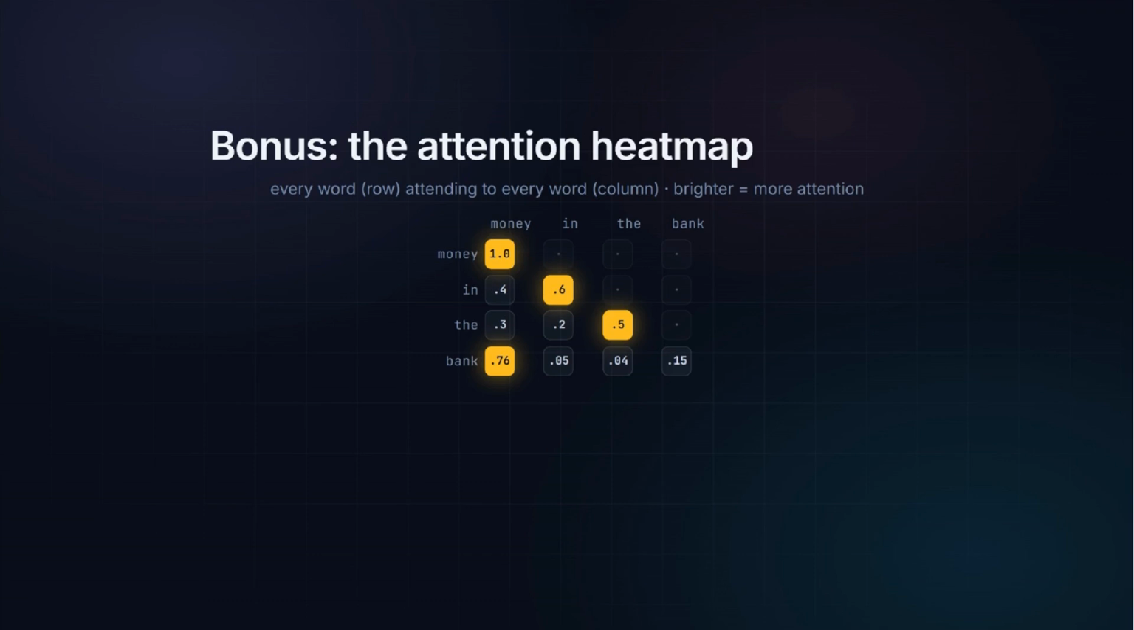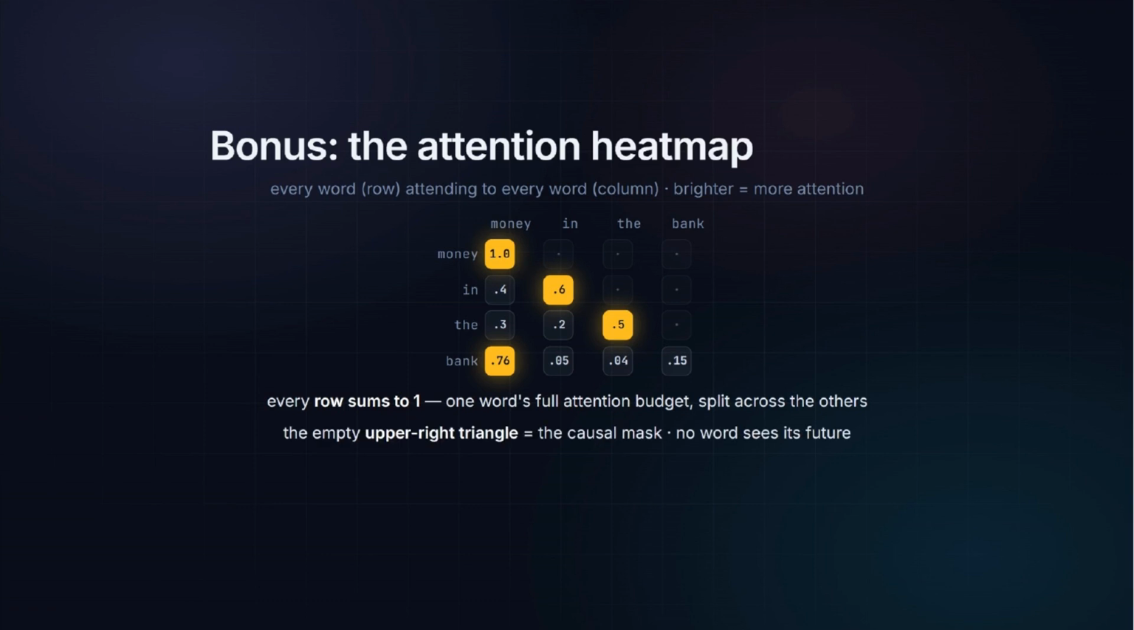which is a perfect segue to seeing that grid. And here's the picture that ties it all together, the attention heat map. Every word is a row, attending to every word as a column. The brighter the cell, the more attention. Look along any row and the weights sum to 1. That's a single word's entire attention budget, divided up among the others. See the empty upper right triangle? That's the causal mask we just built.